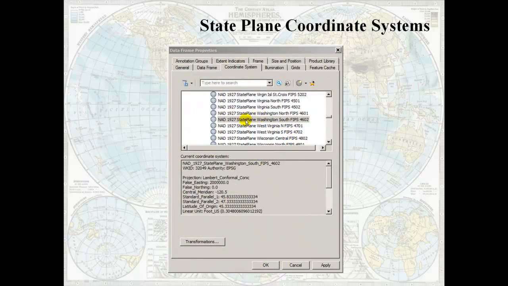Here's one for Washington. Washington, remember, has a north and a south. Washington, since it has a north and a south, it's not going to use that transverse Mercator. It's going to use Lambert conformal conic because this one's better for east-west trending zones. So Lambert conformal conic for east-west, transverse Mercator for north-south. Your state plane systems are going to use different projections depending upon the orientation of the zone.